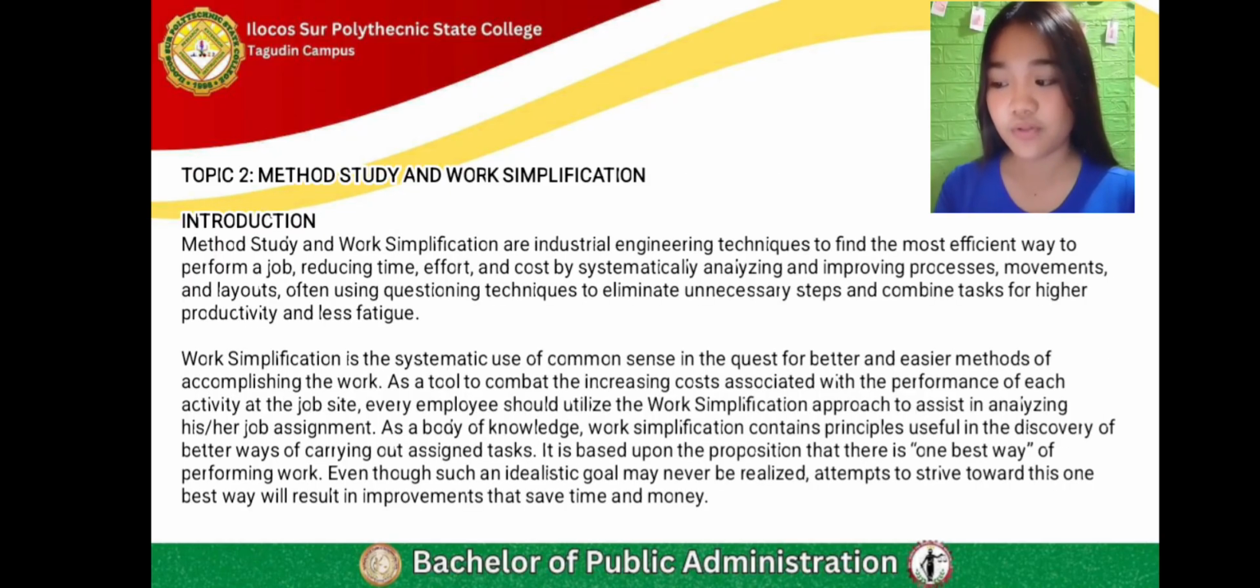Topic 2. Method study and work simplification. Method study and work simplification are industrial engineering techniques to find the most efficient way to perform a job, reducing time, effort, and cost by systematically analyzing and improving processes, movements, and layouts. Work simplification is the systematic use of common sense in the quest for better and easier methods of accomplishing the work, as a tool to combat the increasing costs associated with the performance of each activity at the job site.